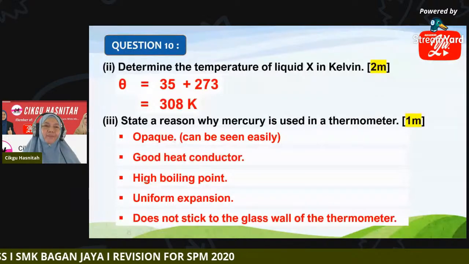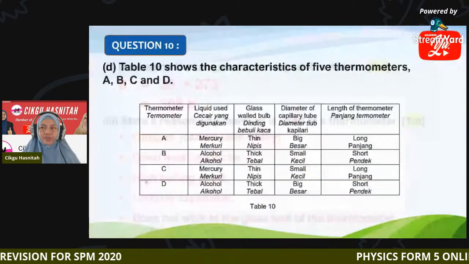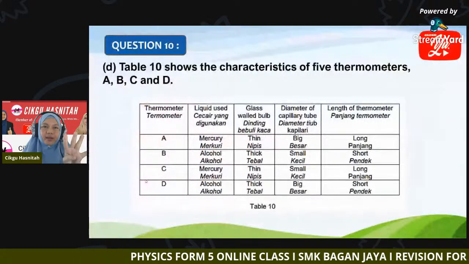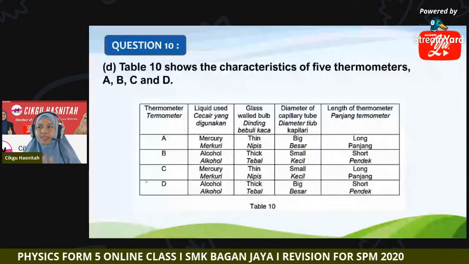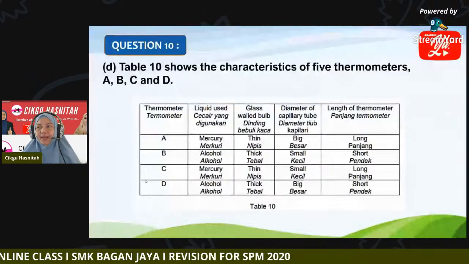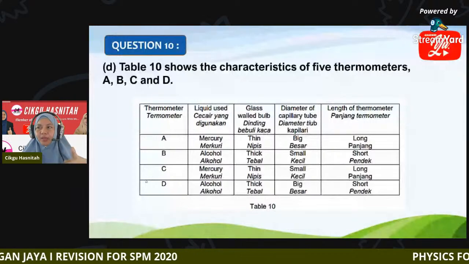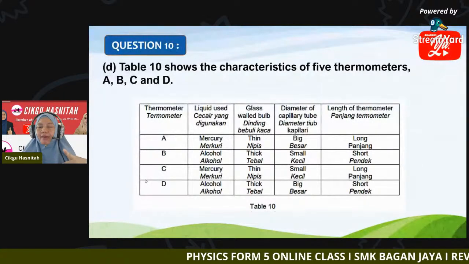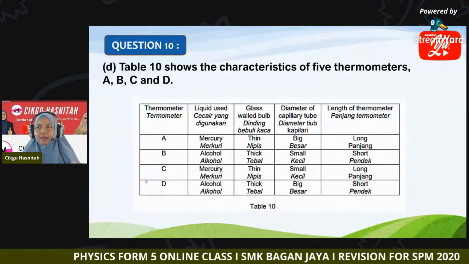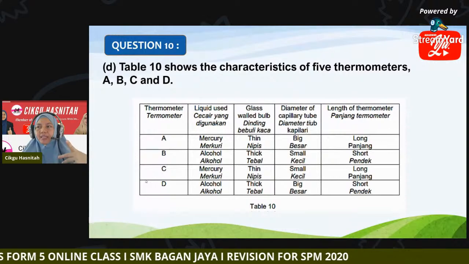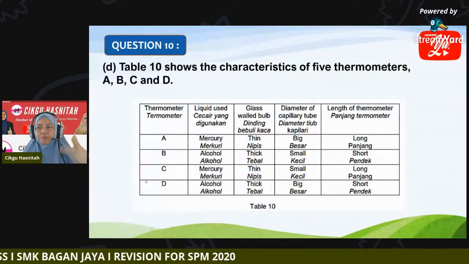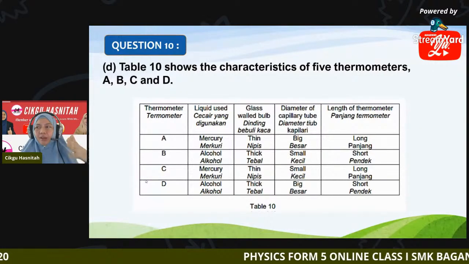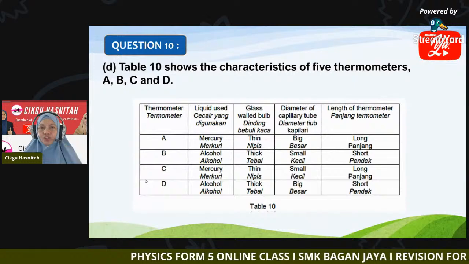Okay, we come to the last question, long essay, question D. Now you are given 4 thermometers, A, B, C, and D. And they give you 4 characteristics. The liquid used, we have mercury or alcohol. Glass wall of the bulb, we have 2 options, thin or thick. Diameter of the capillary tube, we have 2 options, big or small. And the length of the thermometer, better to be long or better to be short. So which one?